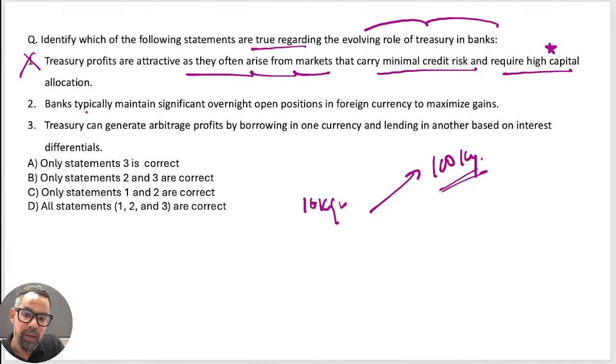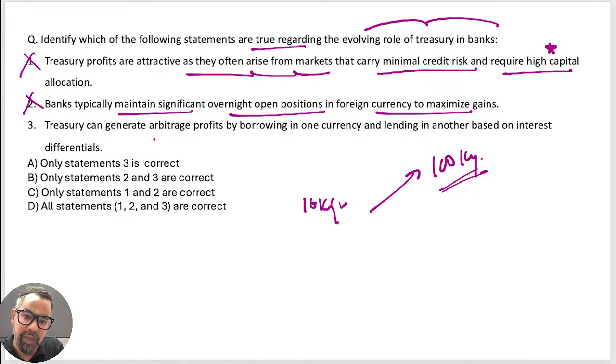Second statement: banks typically maintain significant overnight open positions in foreign currency. We do maintain positions, especially for derivative and hedging purposes, or even proprietary positions. But when it comes to trading, this should be wrong. When we get involved in overnight open positions they attract more risk, so that's why we maintain minimum open positions.